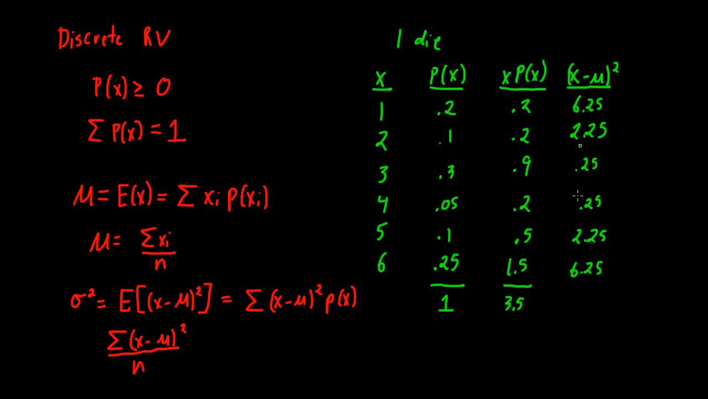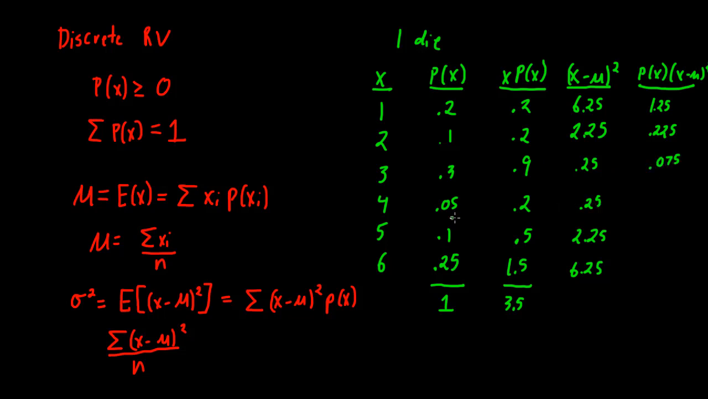And then once we have these values, we need to calculate the probability of x times that value. So p of x times x minus mu squared for each of our values. To do that, we just multiply our values in p of x times x minus mu squared. So we get 0.2 times 6.25, which is going to give us 1.25. We have 0.1 times 2.25, which is just going to be 0.225. We have 0.3 times 0.25, which is going to be 0.075.